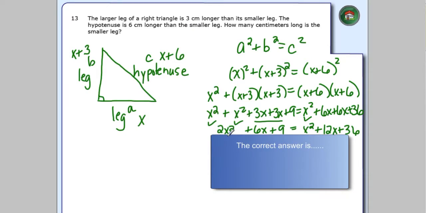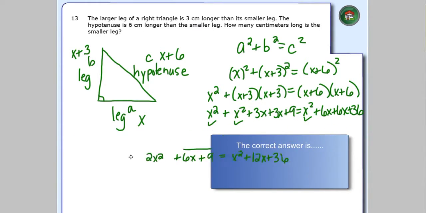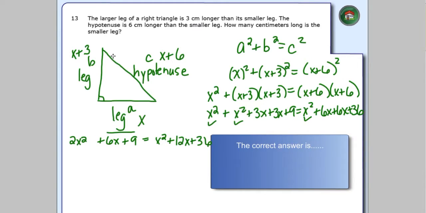Now, when you have two x terms, meaning x squared and x, those can't go together. But you can simplify this by each side, so I could subtract x squared to get x squared on this side. Now subtract 12x to get negative 6x. And then if you have two x terms that can't go together, you have to put everything on one side and set it equal to 0.